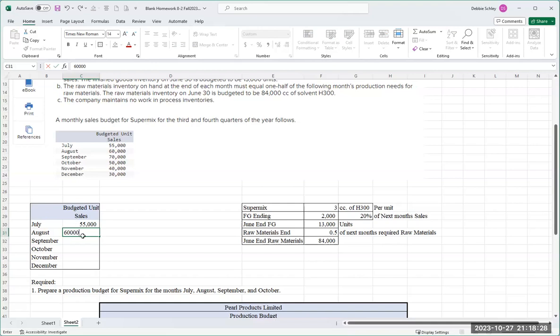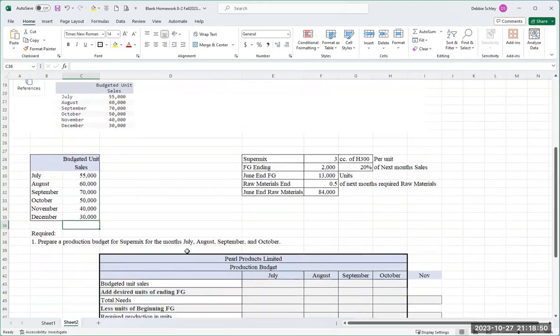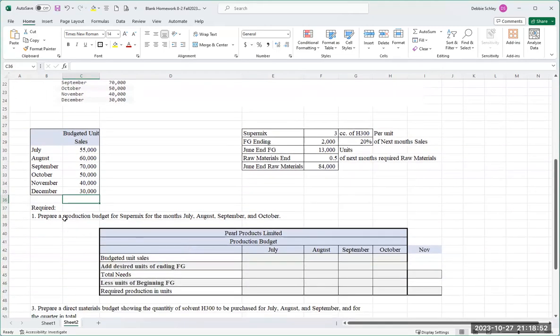August is 60,000. September is 70,000. October is 50,000. November is 40,000. And December is 30,000. Now they give us some extra numbers because we're going to need them to figure things out. Even though for this required one they only want us to prepare a production budget for Supermix for the months July, August, September, and October.